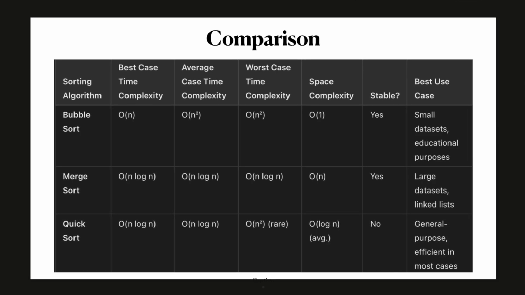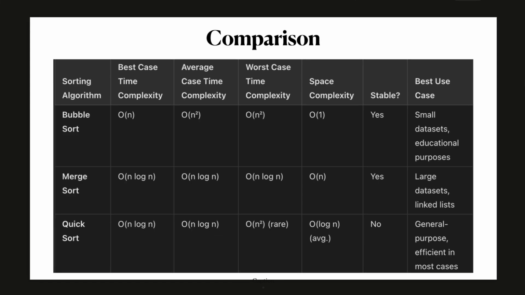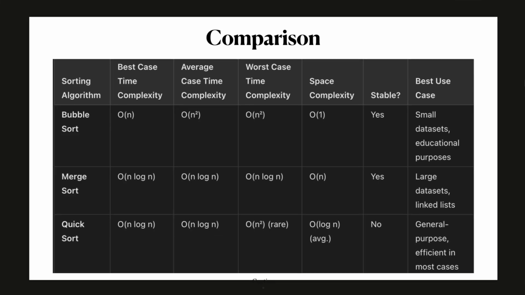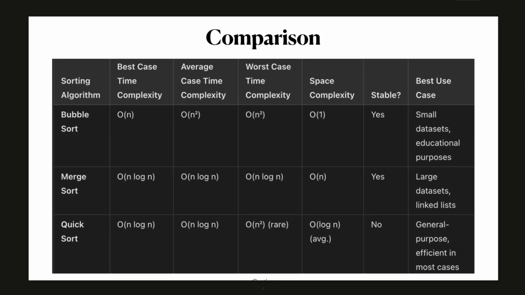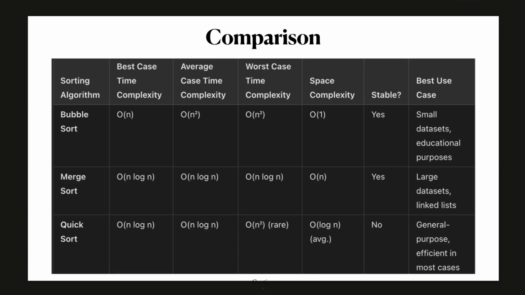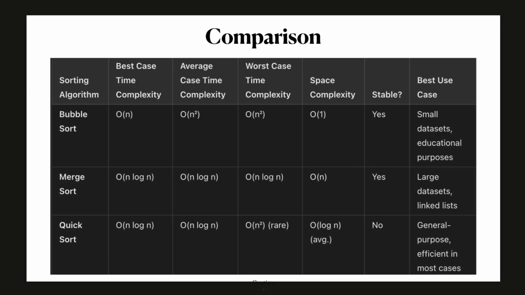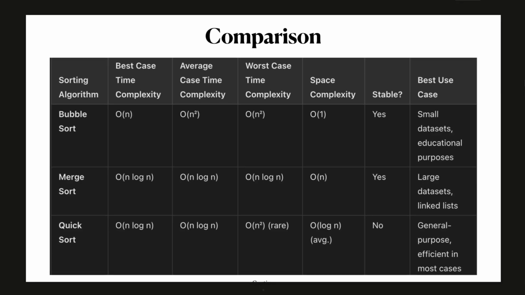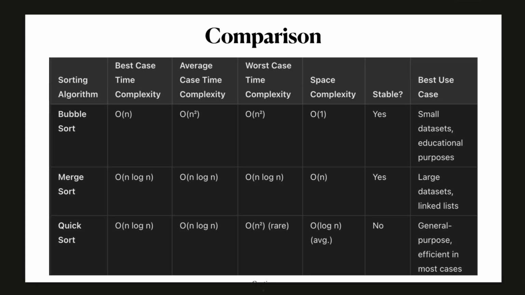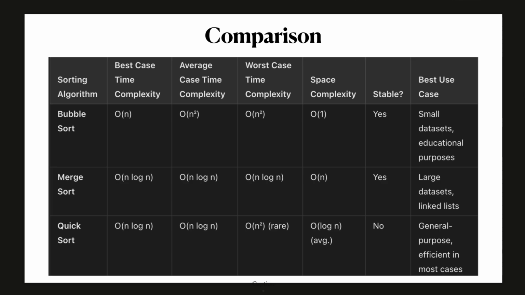When it comes to space complexity, there is no need for extra space. We will use the same array, and do all the operations within that array only. When it comes to stability, the relative order of equal elements won't change. It will keep the relative order of the equal elements. No need to worry about that.